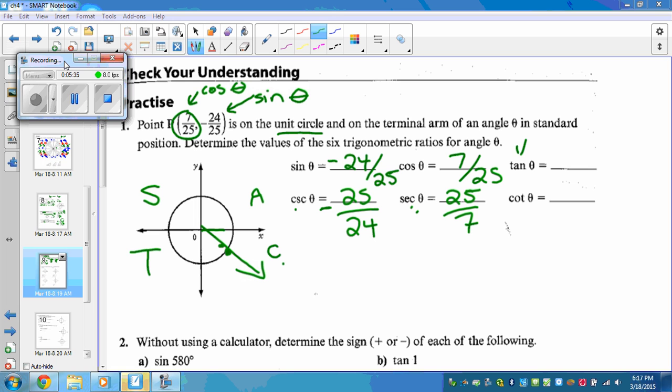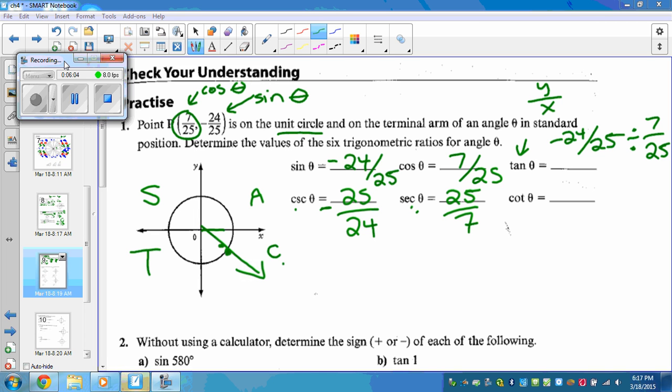Now we come to tangent. Tangent is always given by SOH CAH TOA, y over x. My y value was negative 24/25. And we're going to divide that by x. And my x is 7/25.